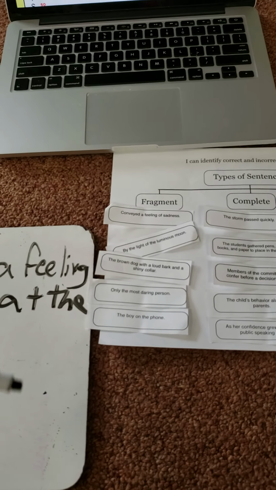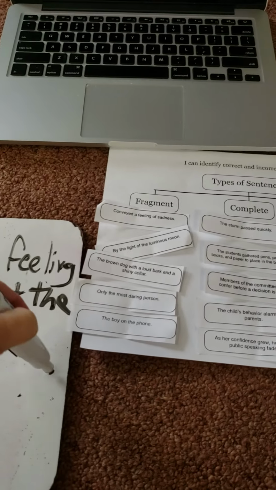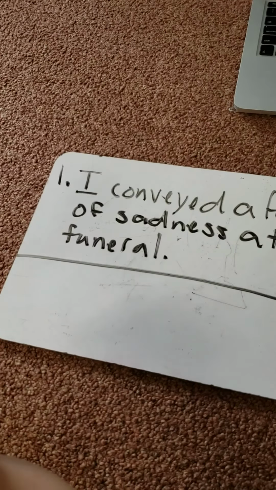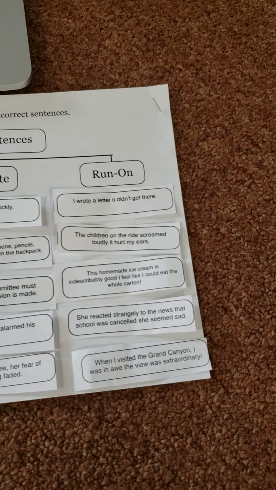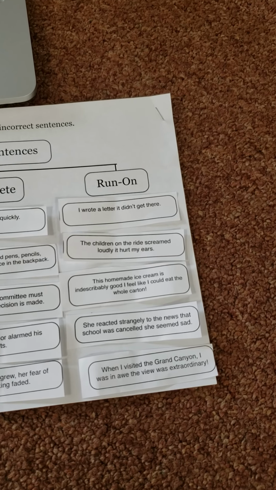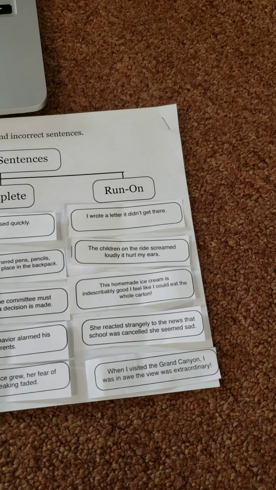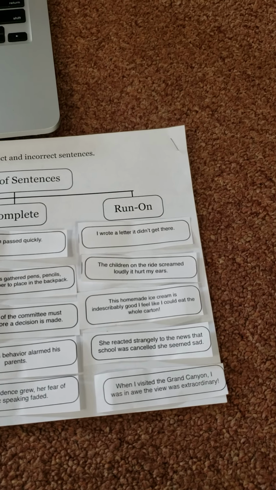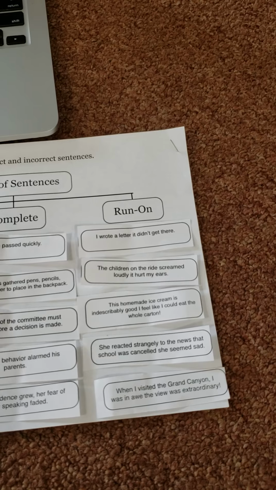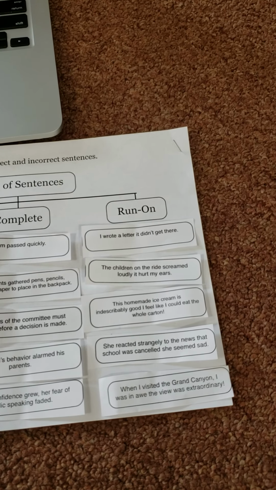You will have 5 of them. Then, pretend I've gotten 1, 2, 3, 4, all 5 of them. Now I'm going to go on to my run-on sentences. I need to correct the run-on sentences. So I look at the first one. It says, I wrote a letter, it didn't get there. How can I fix that run-on sentence? I could use a fanboy. I could make it 2 complete sentences. Let's say I'm going to use a fanboy.